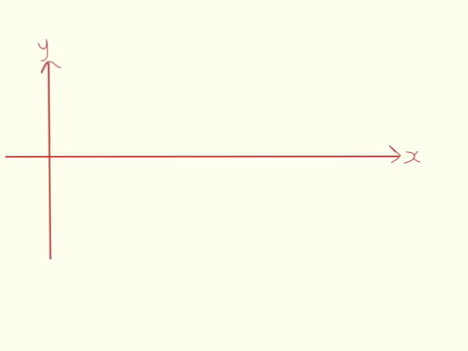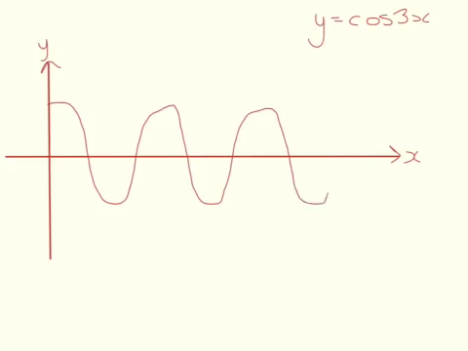Okay, let's consider y equals cos 3x. What this means is that we're going to have 3 revolutions of our cos graph within 360 degrees. 1, 2, 3. This point here is 360 degrees. So I've got 3 revolutions of cos. Once again, the maxima and minima are unchanged. This point here is a third of the way along, so this would be 120 degrees, and here would be 240 degrees.